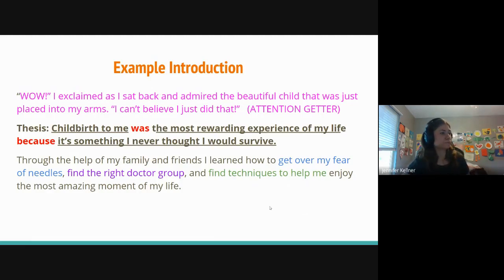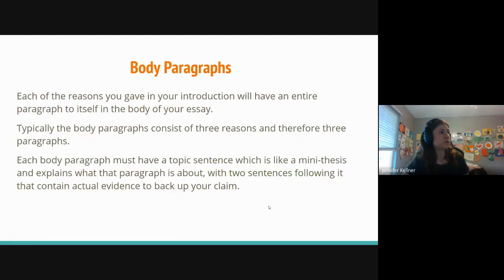So the body paragraphs: each paragraph is going to be one of your reasons. So it's reasons inside of reasons inside of reasons, right? We're getting more in depth each time. Of your three things that you explain in your scope, each one of those will have its own paragraph.